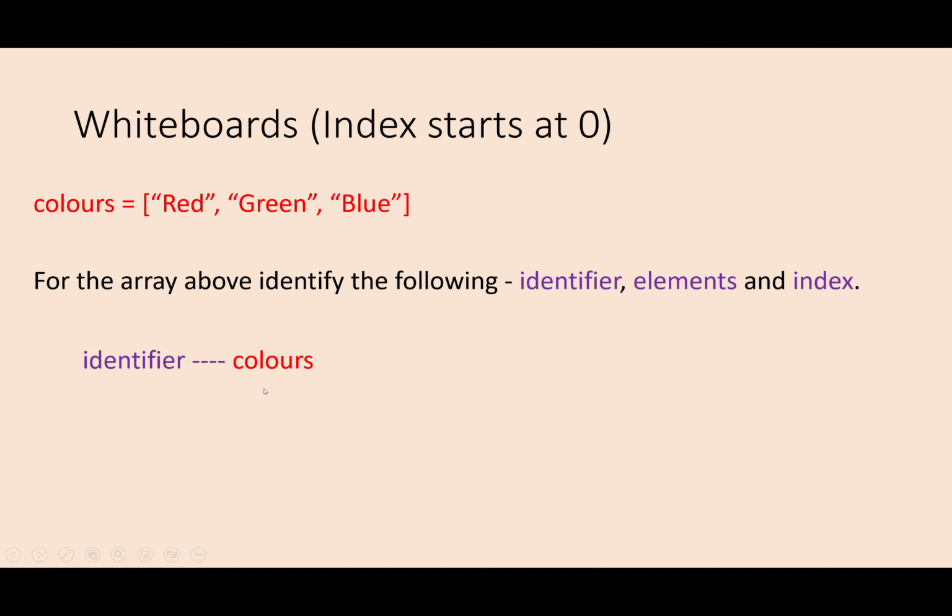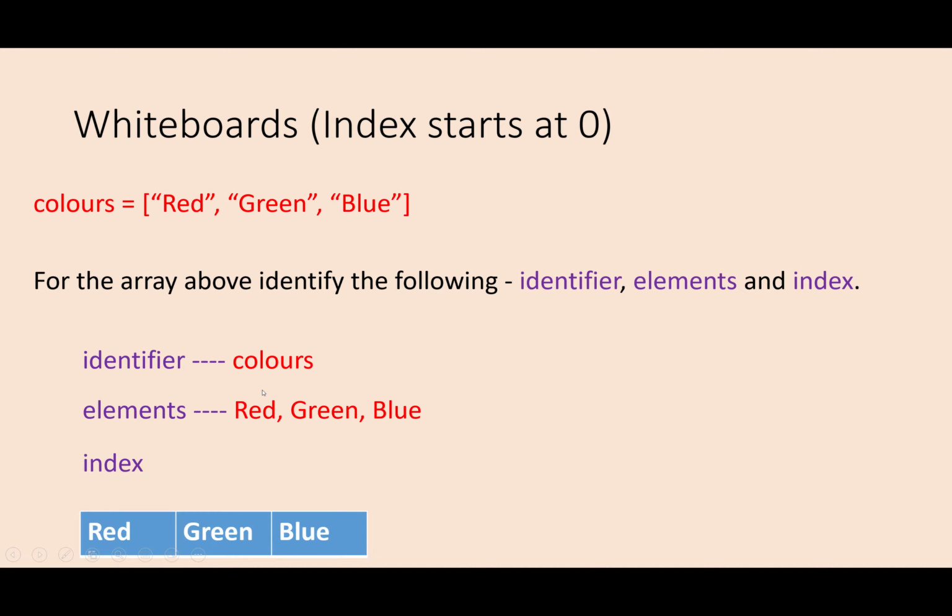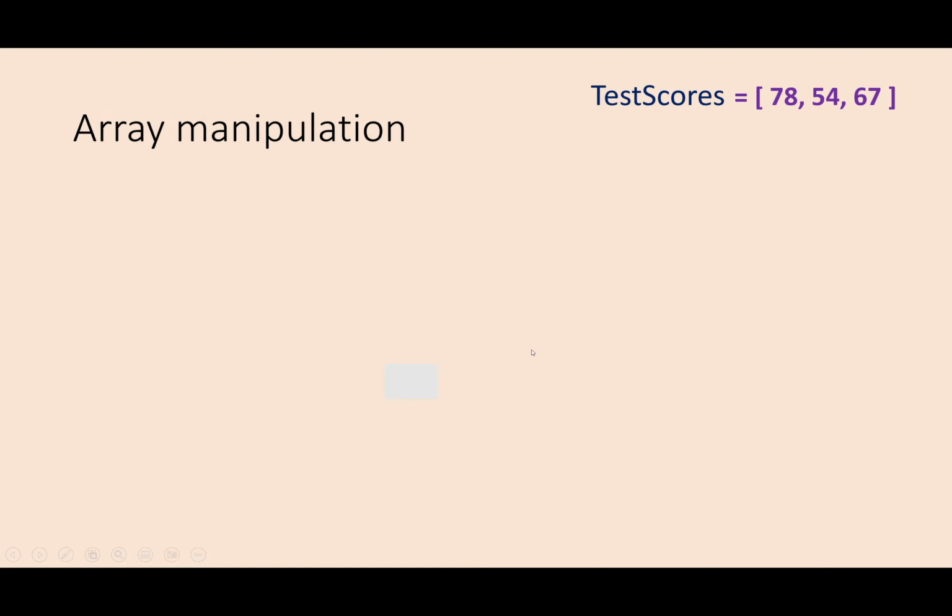Okay, so the identifier is colors, that's the name of the array. The elements are red, green and blue, the elements are the data inside the array, and the index is 0, 1, 2. So 0 pointing to red, 1 pointing to green, 2 pointing to blue. I have specified the index starts at 0 there.